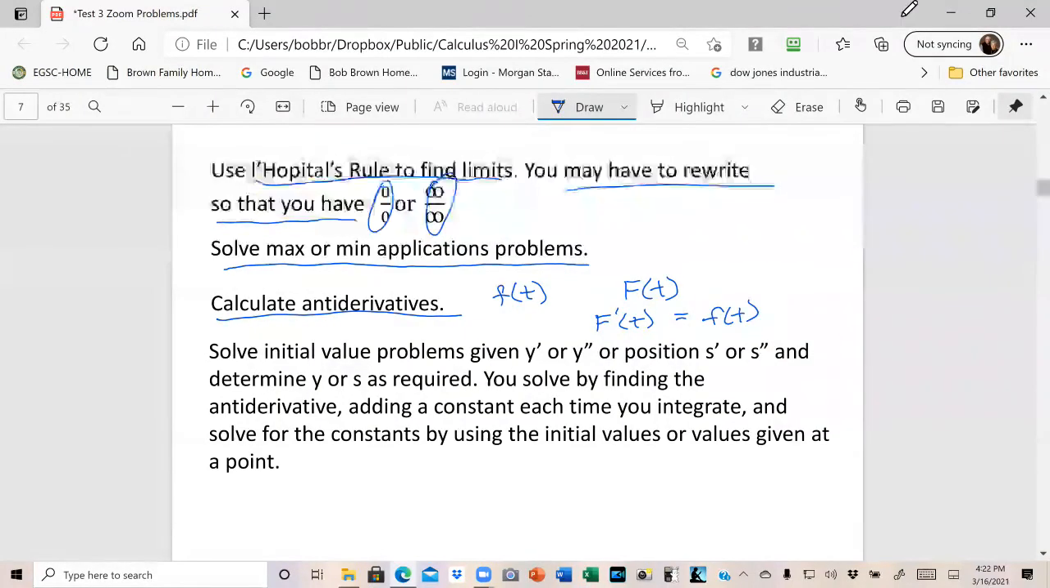You need to also be able to solve initial value problems where you're given the first derivative or second derivative, or the position s or the position double prime, and determine y or s as required. You'll solve by finding the antiderivative, adding a constant each time you integrate, and solve for the constants by using the initial values or values given at a point.